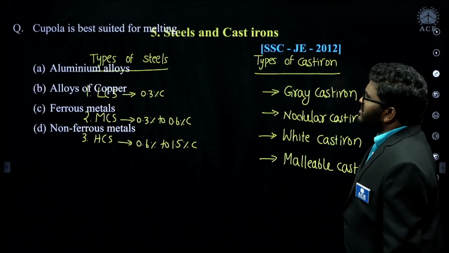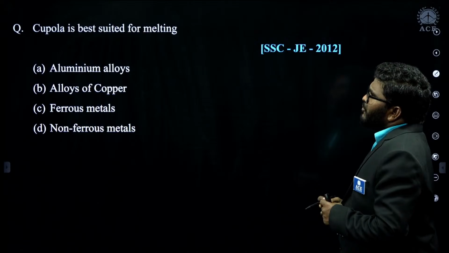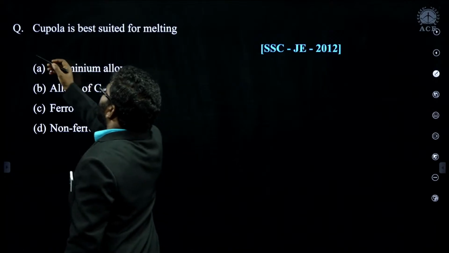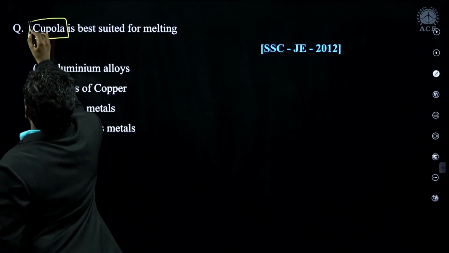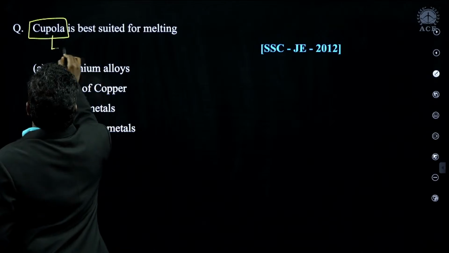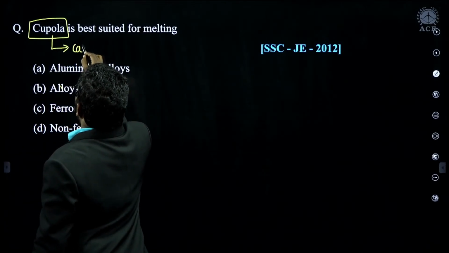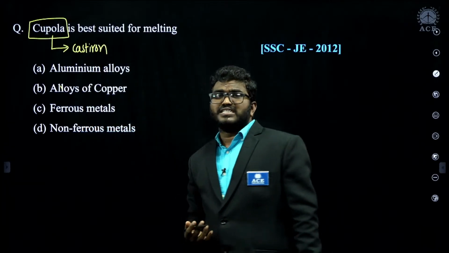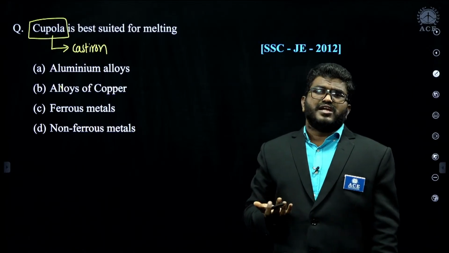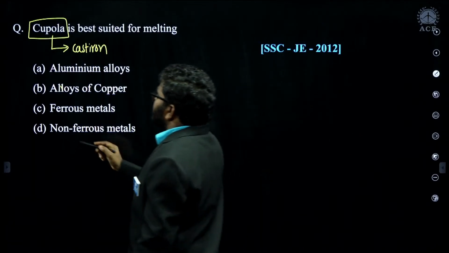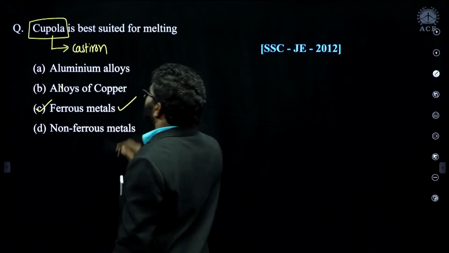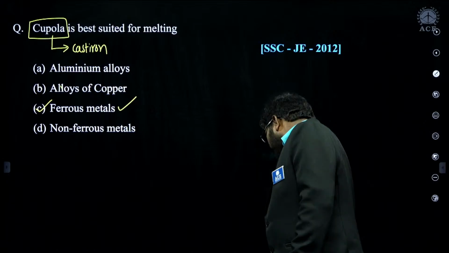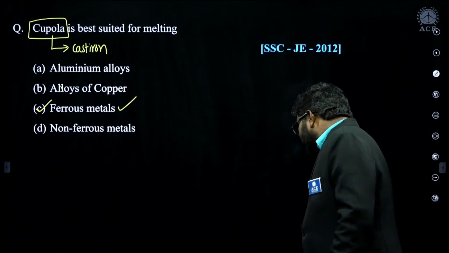Right. Now we will see the questions. Cupola is best suited for melting of what? Remember, cupola is a furnace that is used to melt cast iron. Cast iron is produced from the cupola. Cast iron is a ferrous alloy, an iron carbon alloy. So the correct answer for this is C: cupola is best suited for ferrous alloy.